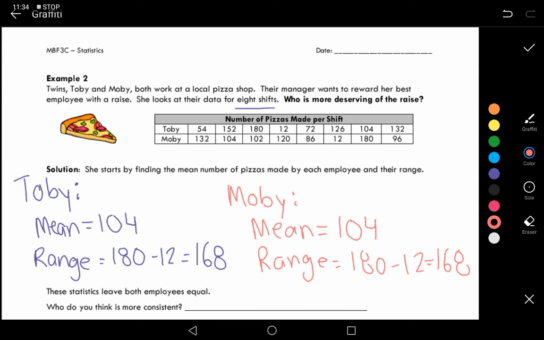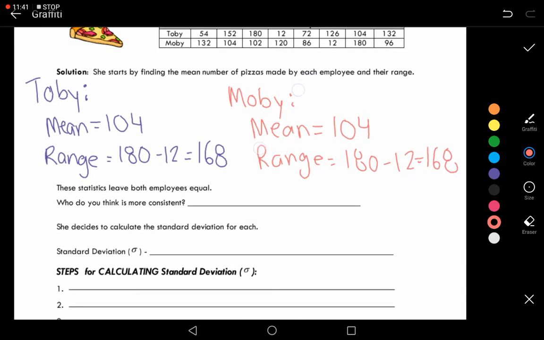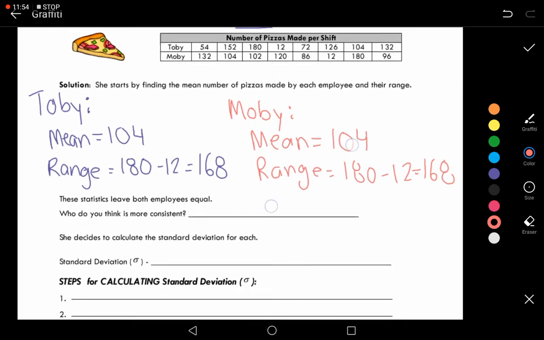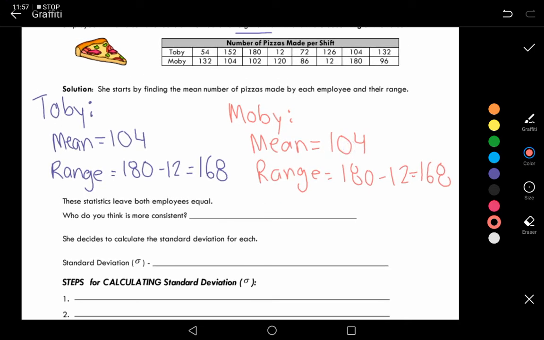Okay, well, that's not super helpful, right? This isn't really indicating to us that one of the twins is better than the other. They're both about the same with the information we have here, okay? Because the mean and the range of both employees are equal. So it says, who do you think is more consistent? So just looking at those sets of data there, we can't really tell who's more consistent, right? They kind of have similar numbers, but they just vary per shift.